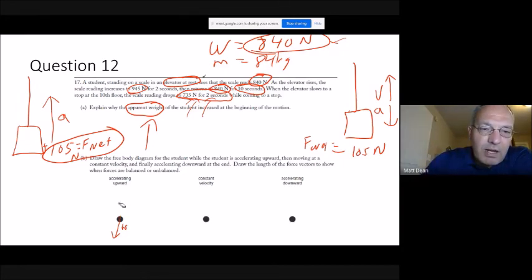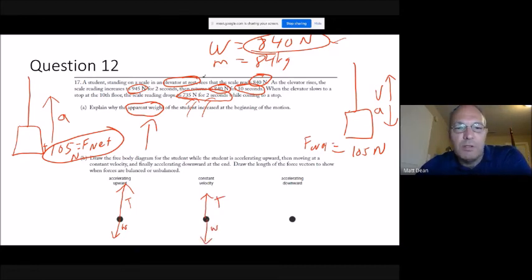If he's accelerating upward, that upward force has to be greater than his weight. When he's at a constant velocity, there's still tension in that cable, but that tension has to be balanced out by the weight of the boy in the elevator, something like so. These two arrows have the same length. When he's accelerating downward, the weight of the boy in the elevator is greater than the tension force acting upward. There's a net downward force.